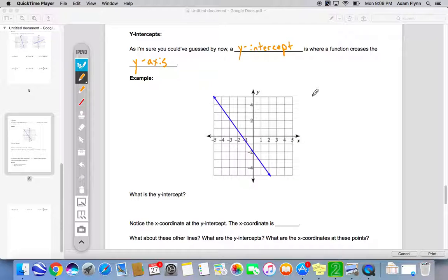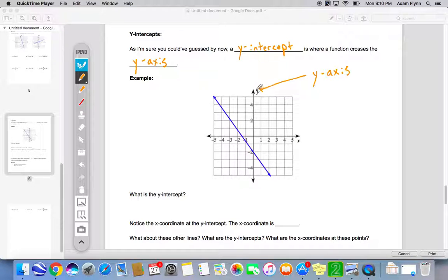So we are concerned about this vertical axis, also known as the Y-axis, for Y-intercepts. I think that makes sense. Pretty self-explanatory. So for a Y-intercept, we are trying to find where our function, in this case our line, crosses this Y-axis.